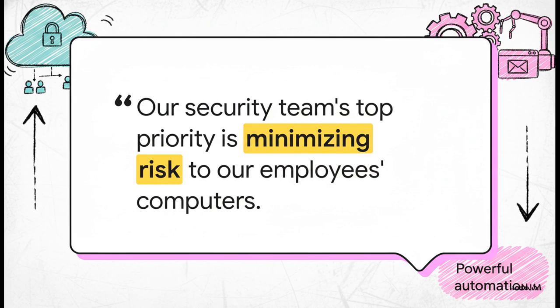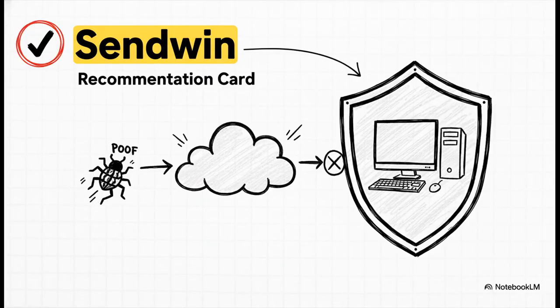And for our last scenario, let's put on our IT or security team hat for a second. Your main goal isn't just about getting work done. It's about pure risk reduction for every device in your company. This is where Sendwin's whole cloud isolation thing becomes the killer feature. By making sure that web code never, ever runs on your employee's computer, you basically eliminate a massive category of endpoint threats. For any security-conscious organization, that is a huge win.